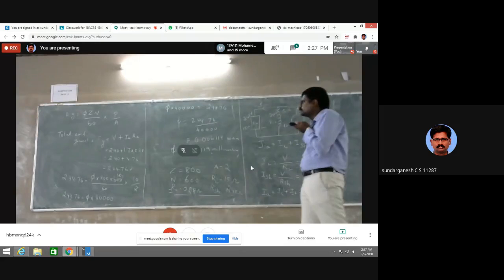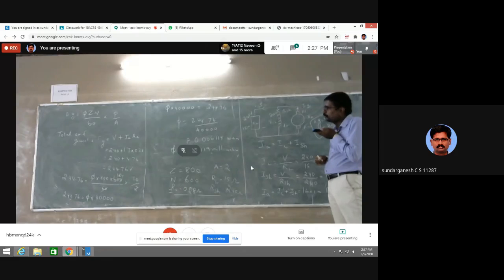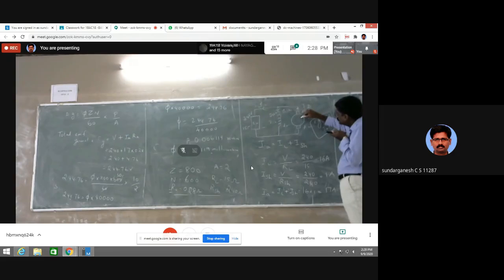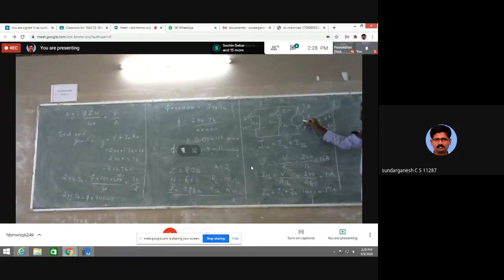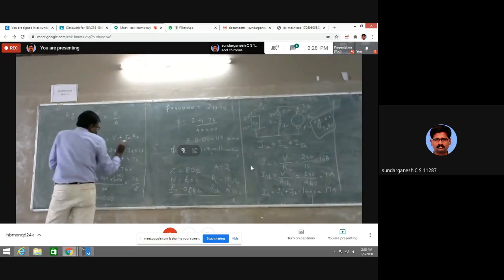After this, I have to find the generated EMF. The generated EMF is phi Z N by 60 into P by A. But phi is not given, so I cannot use that formula. So I go for another method. Here 240 volt is generated by this generator, plus here there is a resistance Ra. This will cause a voltage drop, that voltage drop is IaRa. So 240 plus IaRa is the generated EMF here. So Eg equal to V plus IaRa. That formula is used.